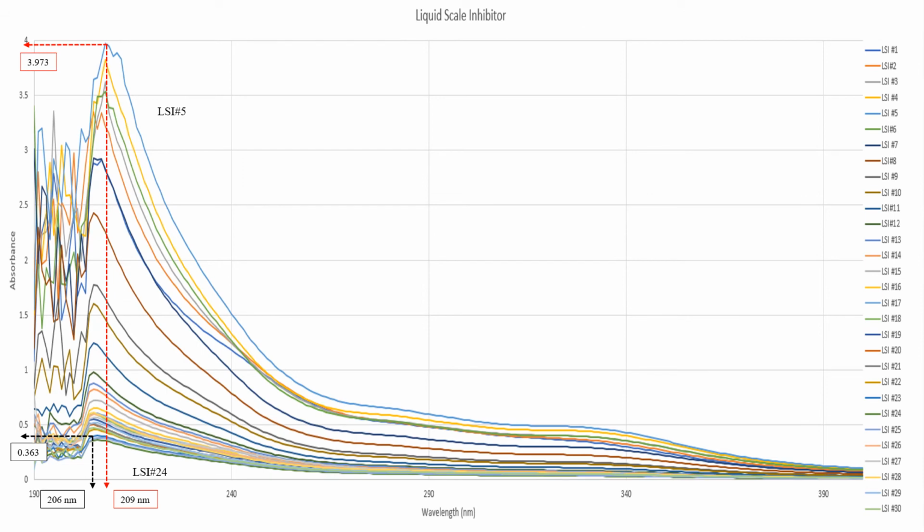And this is for the liquid scale inhibitor. As we can see here, this graph generates an unstable pattern of distribution from the first sample until the last sample, because we can see here the highest peak of the absorbance is at the 5th vial, and the last one is at the 24th vial.